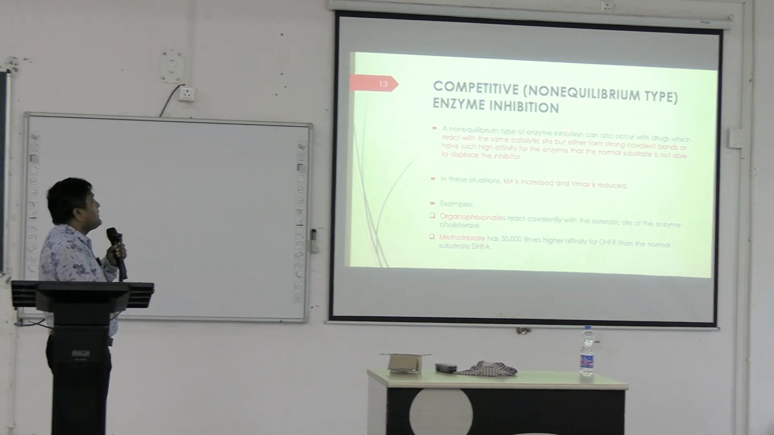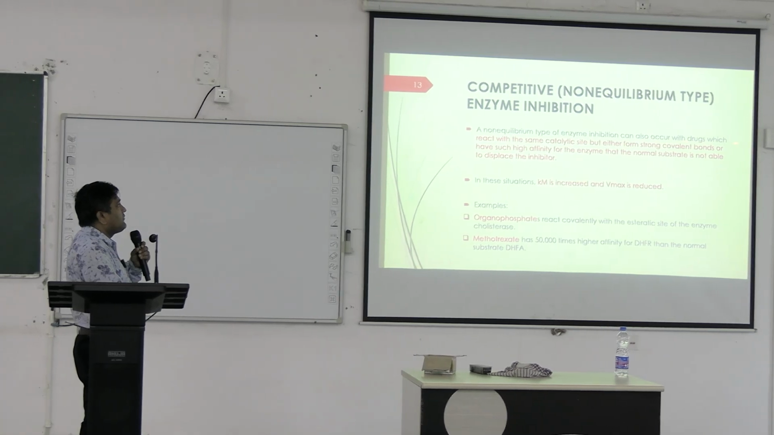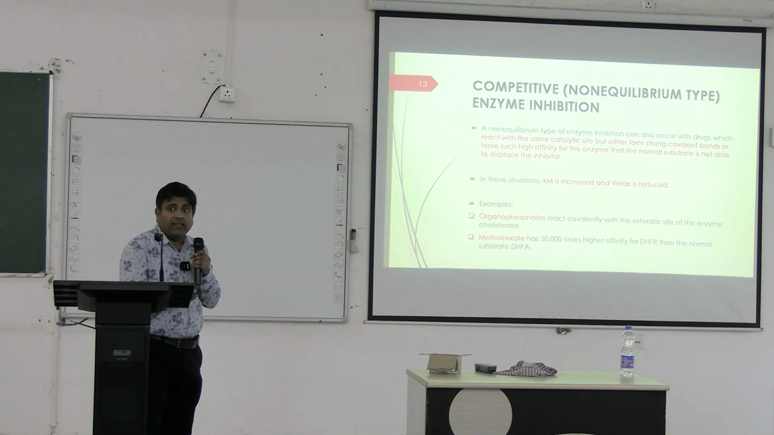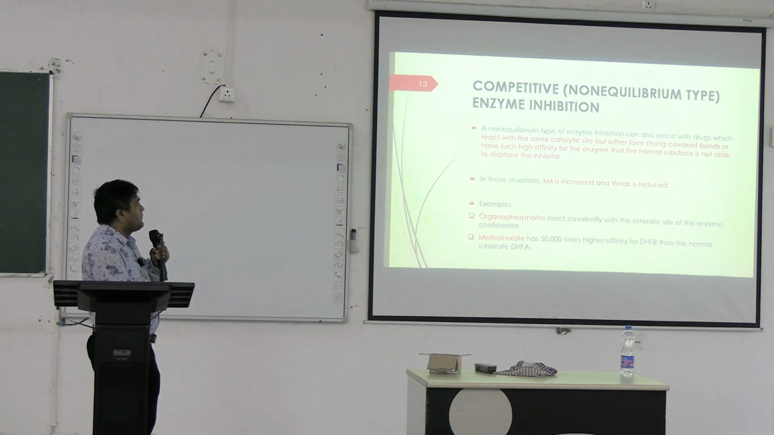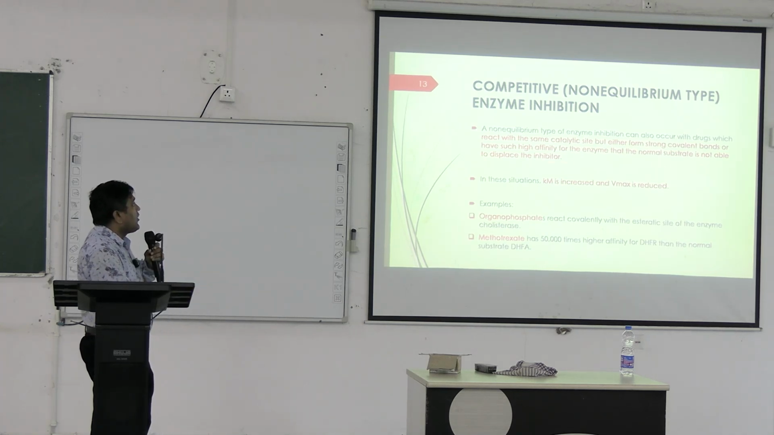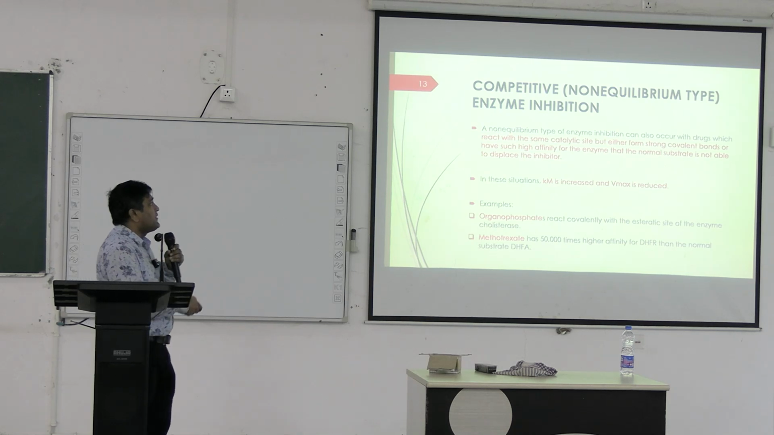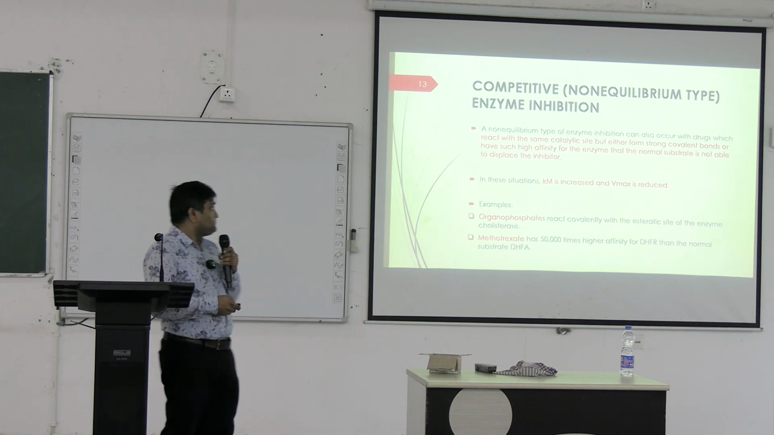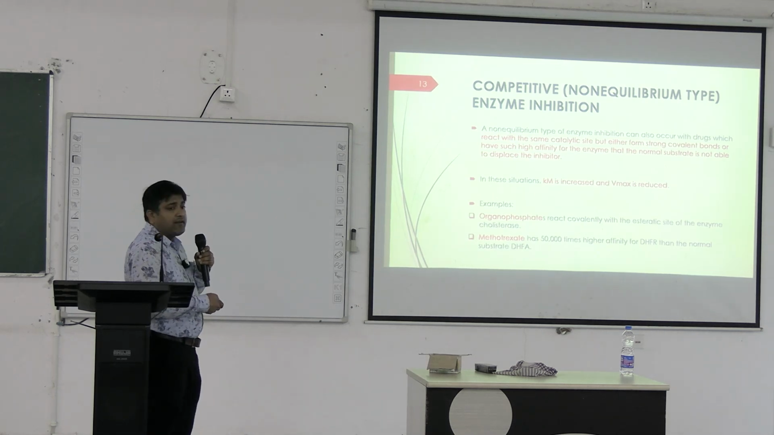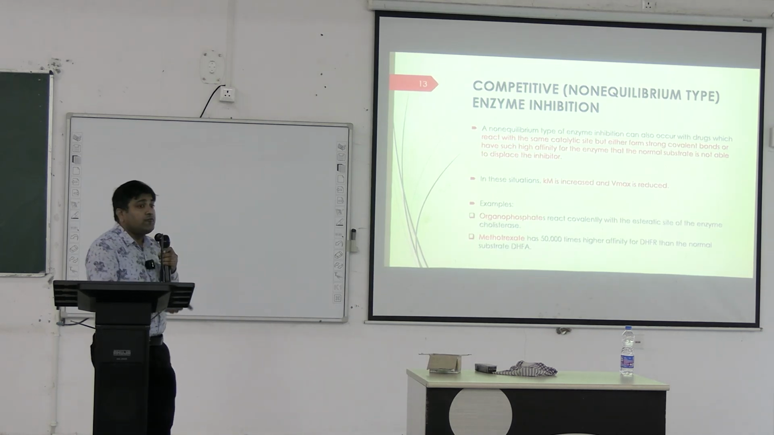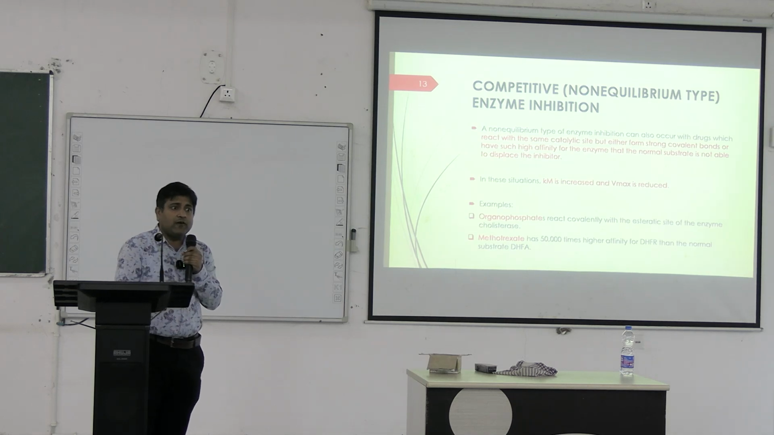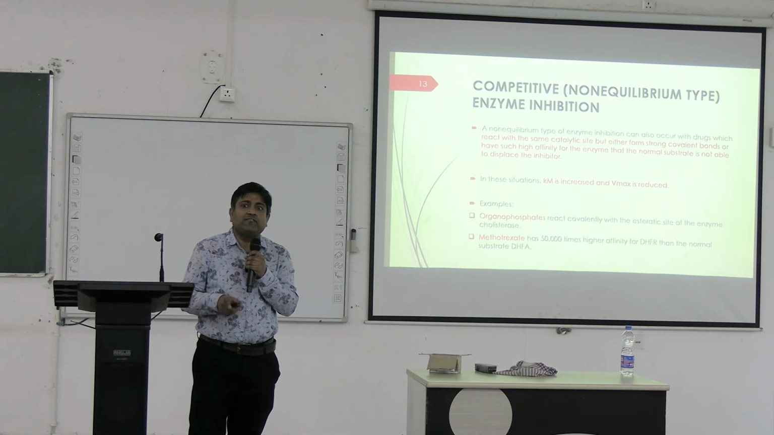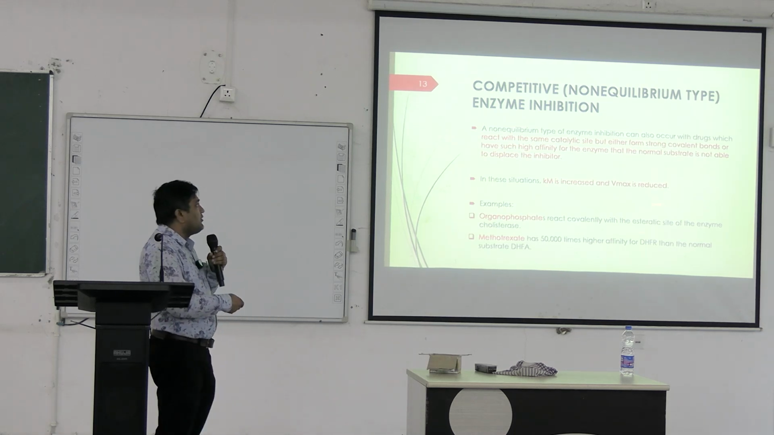So, a non-equilibrium type of enzyme inhibition can also occur with drugs which react with the same catalytic site, but either form a strong covalent bond or have such high affinity for the enzyme that the normal substrate is not able to displace the drug. In this situation, Km is increased like before, but the Vmax is reduced, because if the concentration of the substrate is increased, that will not be able to displace the drug. So the maximal enzyme velocity will be reduced.